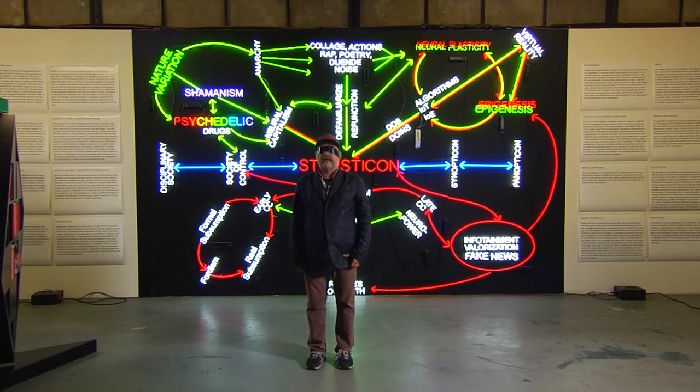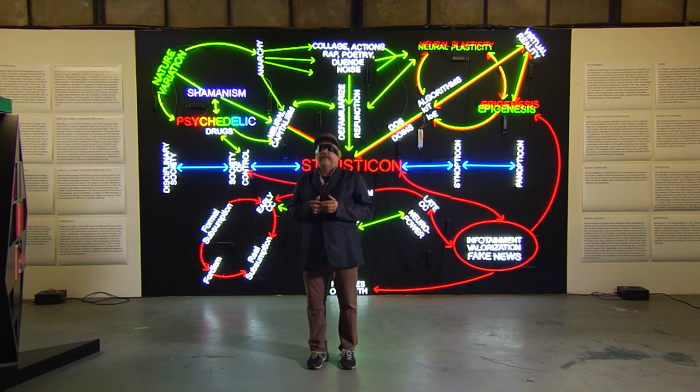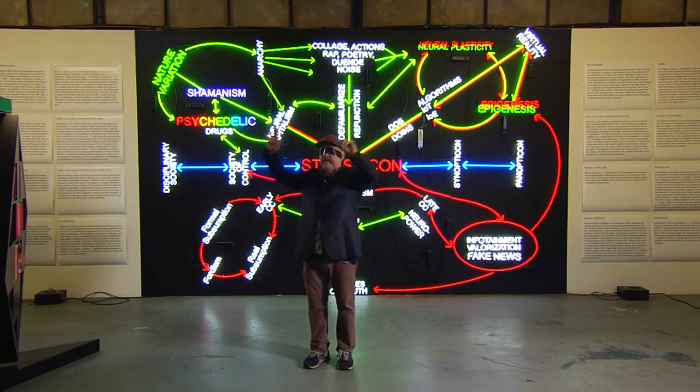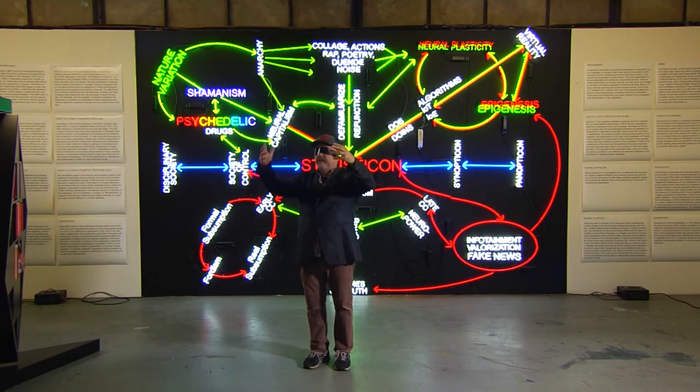Well, we've talked about a lot of things today, and we never really got to the meat and potatoes, so to speak, of the diagram, which of course is the statisticon. And as I said before, just to reiterate, on the top of the diagram there are running green and red arrows. And then on the bottom, it's mostly red, except for where the body without organs and all of that is going on. But most of the top of the diagram is about green neon, which means emancipation, and red neon, which means subjectification.